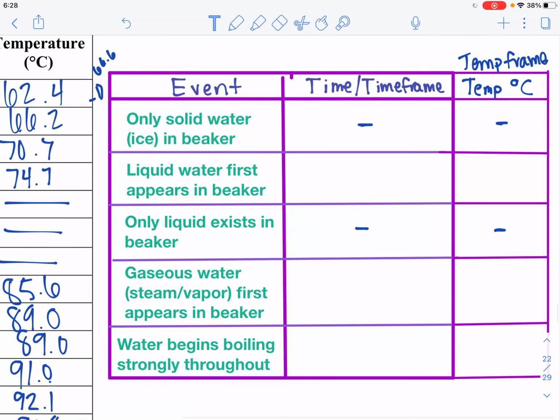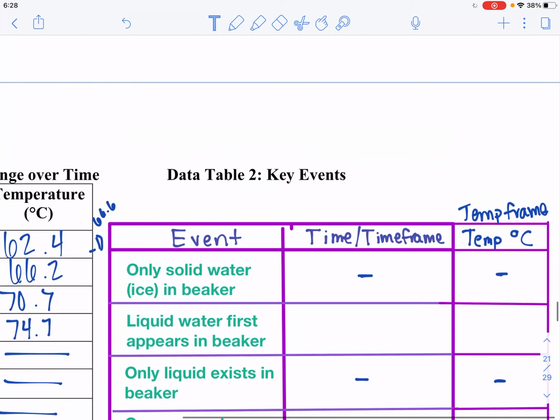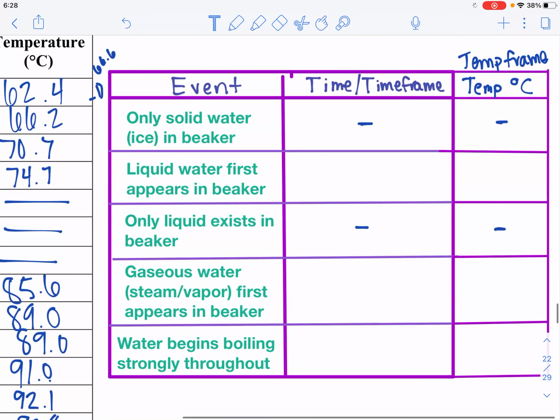So I'm going to start with the chart here. Those of you who watched the video of the lab, you may already have this done. Those of you who have not, that did this in class, we didn't have time to make this chart. So what I would like you to do is pause the video here, take some time, draw this chart over. This is data table number 2, key events.